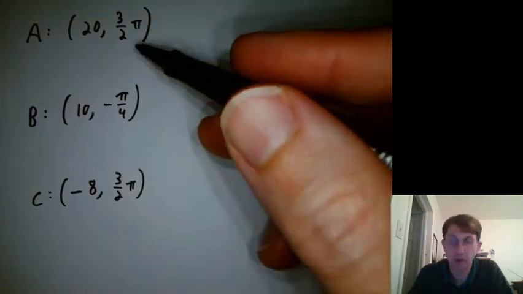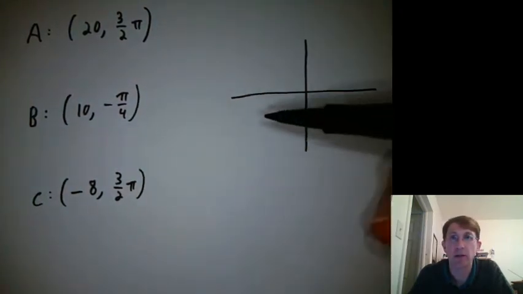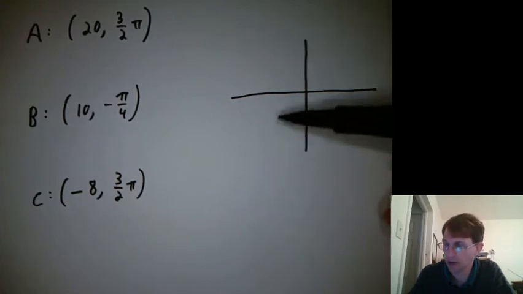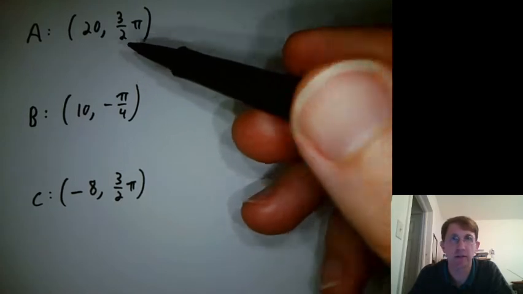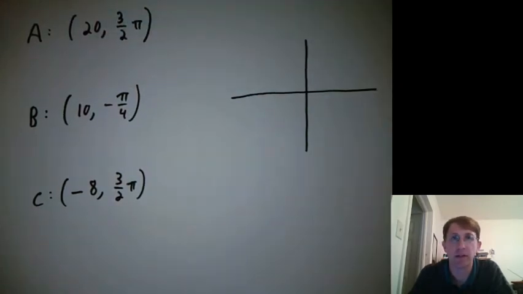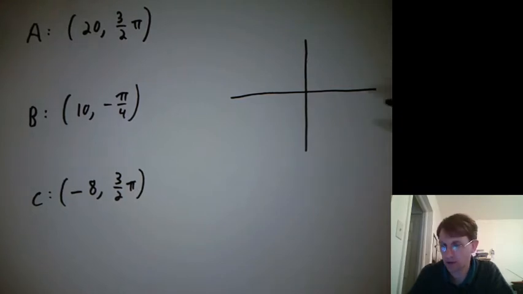Here are 3 points to plot, so go ahead and sketch out a polar axis and try plotting them. I'm using millimeters here for radius, but the exact units don't really matter. So plot them and then come back.